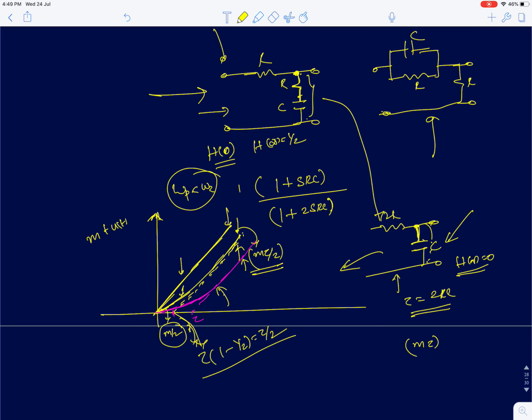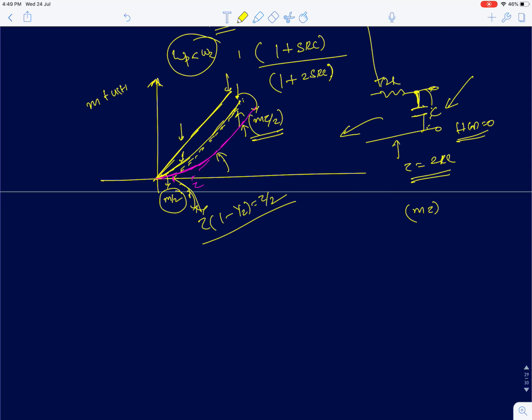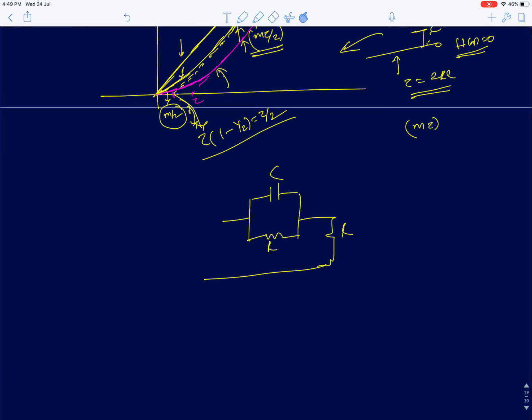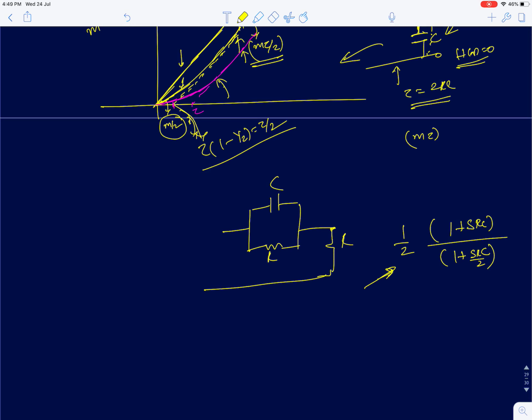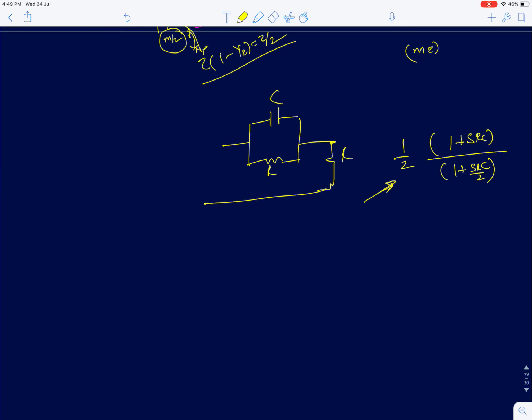Okay, so now similarly, consider this circuit, which is purely a passive circuit. Again the DC gain for this is half, and it has a 0 at 1 by RC and a pole at 2 by RC. So the transfer function is this. You can very easily show this. We have already discussed how to find the transfer function by inspection.